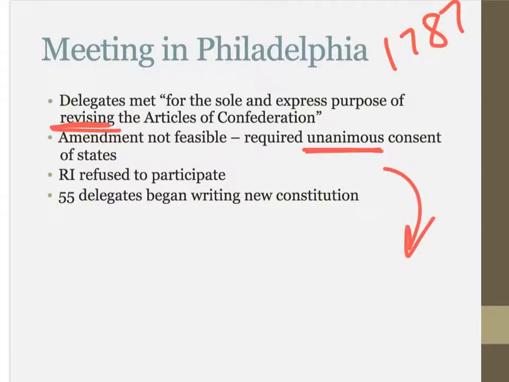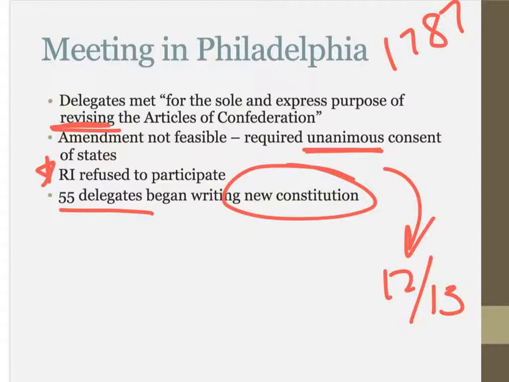Now, this is hard to get when only 12 states show up, and there are 13 states. Rhode Island doesn't show up at all, so you're not going to get that. So you have the 55 delegates who eventually show up. Some of them are running a little bit late, and they begin writing an entirely new constitution, and that new constitution is going to really lead to a new government for the United States of America, which is going to be more centralized than the Articles of Confederation.